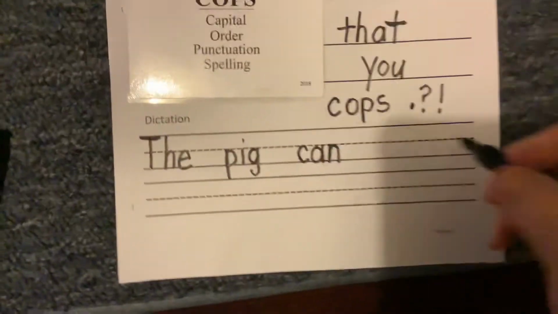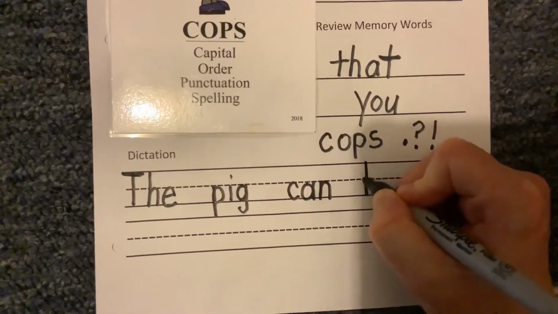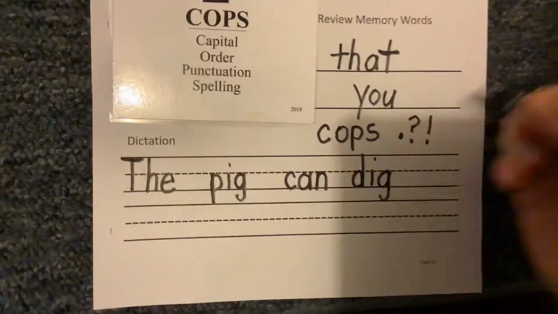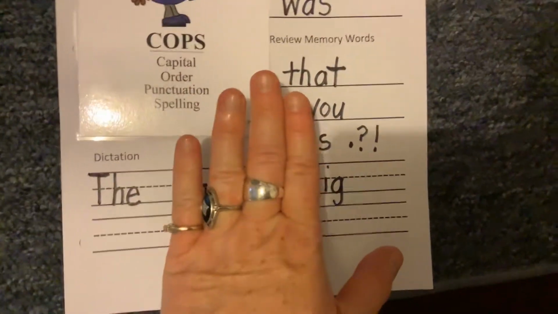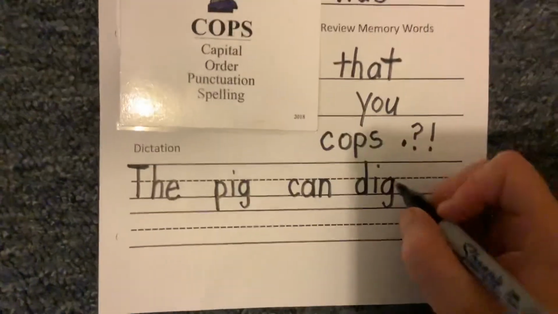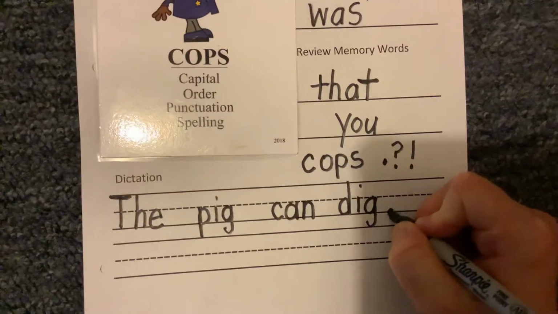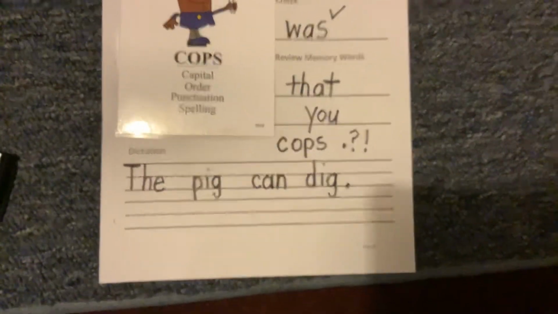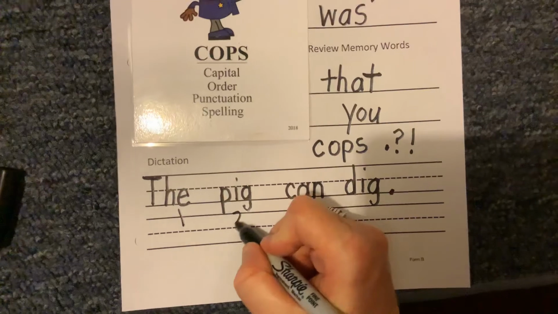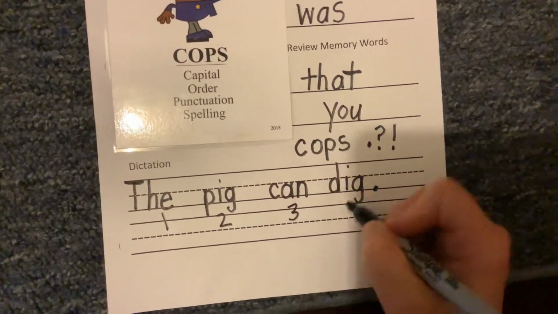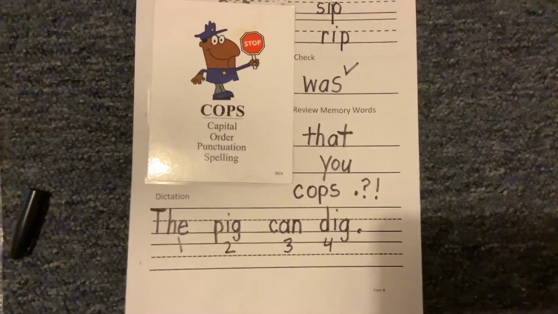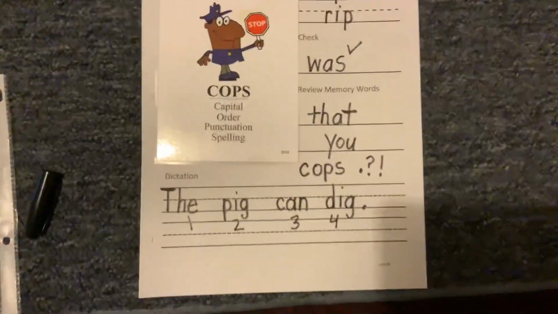Dig. Rhymes with pig. Dig. Make sure you're making a D. Dig. Use your beat checker. Yep, line it up. Now I'm just telling you, the pig can dig. It's a telling sentence. We just get a period because I'm telling you the pig can dig. 1, 2, 3, 4. It has 4 words. You have it? The pig can dig. Good job today.